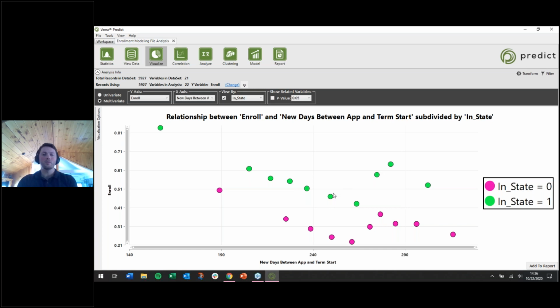Now, what we're seeing for the in-state students is that this relationship, which is significant in our model, is a negative one. The further out the application is, the less likely they are to enroll. We would want to separate these two groups, for instance, if this relationship looked different for each of these two populations. But what we're seeing here is the same exact response. That is to say that for every increase in the number of days between the application and the term start, you see a very similar decrease in enrollment likelihood.